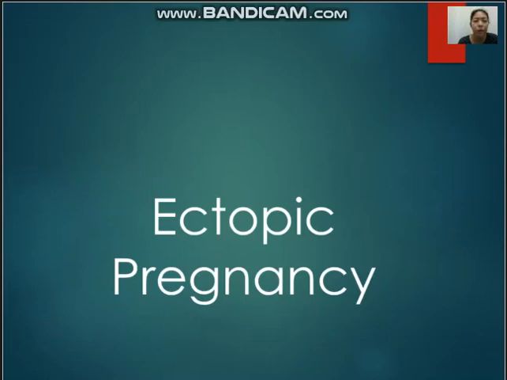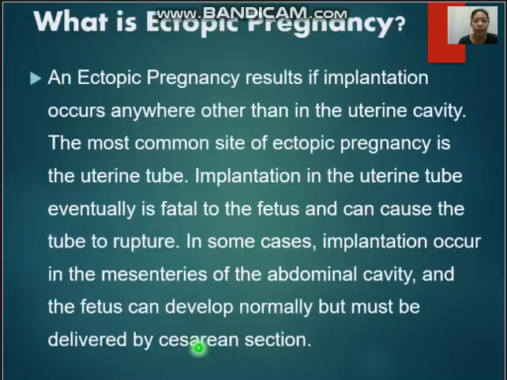So for this time, we will be discussing the concept of ectopic pregnancy. Now, what is ectopic pregnancy? An ectopic pregnancy results if implantation occurs anywhere other than in the uterine cavity. The most common site of ectopic pregnancy is the uterine tube. That is why ectopic pregnancy is otherwise termed as extrauterine pregnancy.